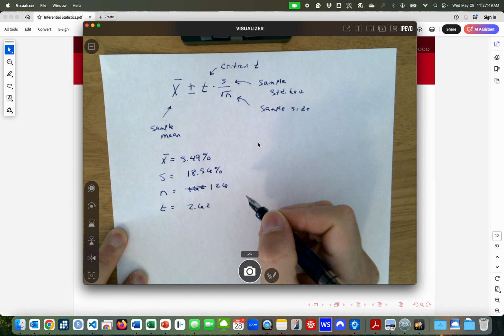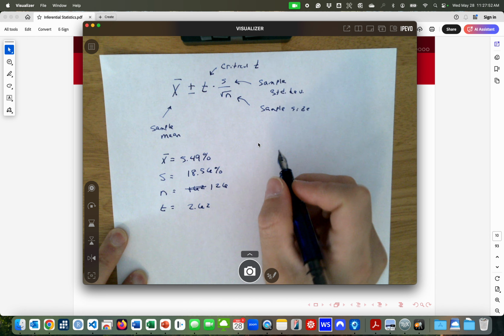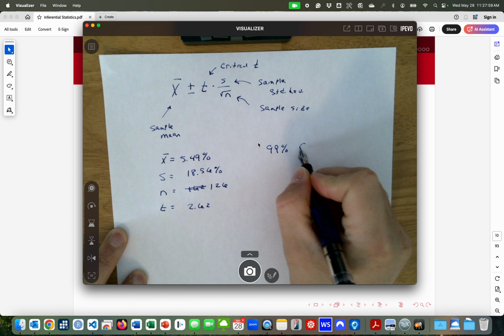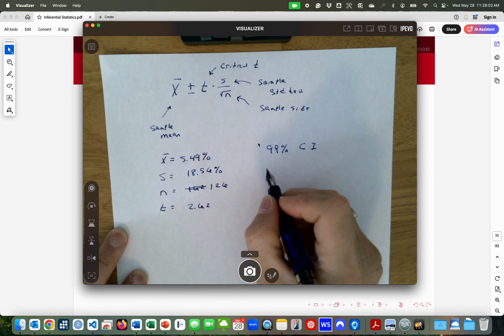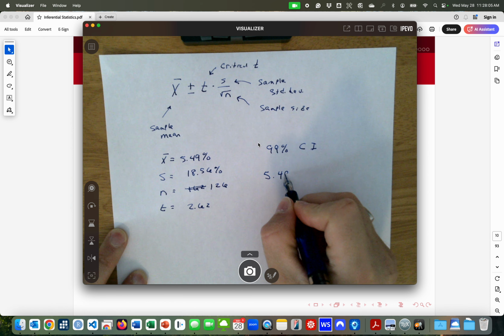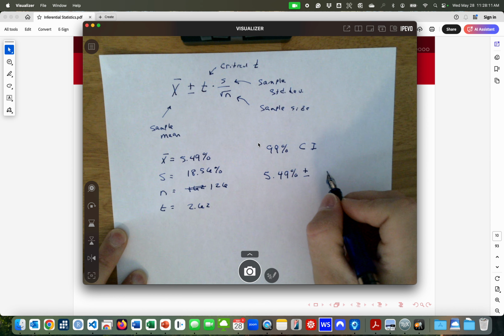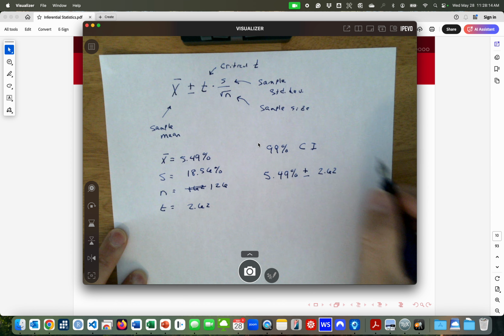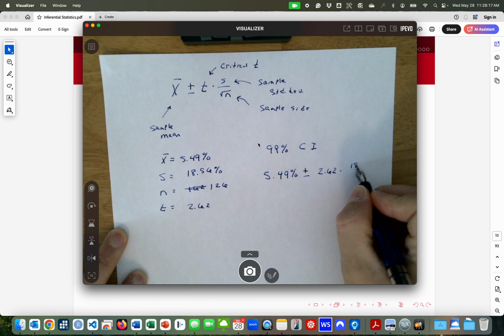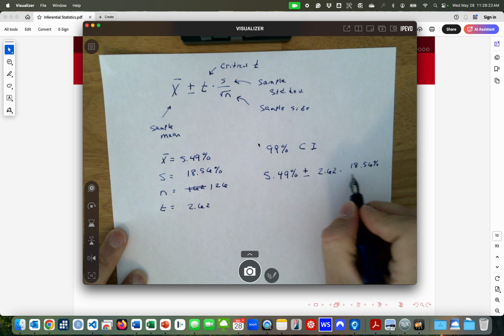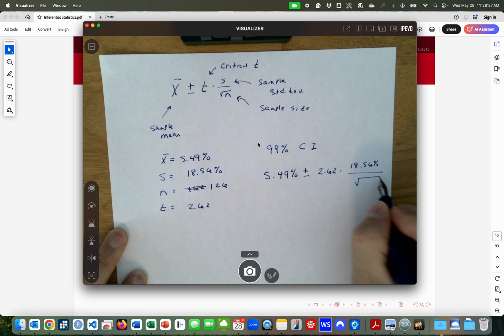And now we just plug in the values. So our 99% confidence interval is going to be 5.49% plus or minus 2.62 times 18.56% divided by the square root of 200. And how many observations?